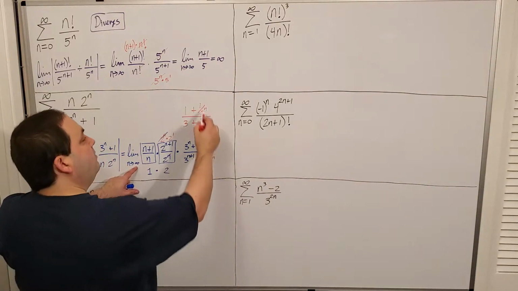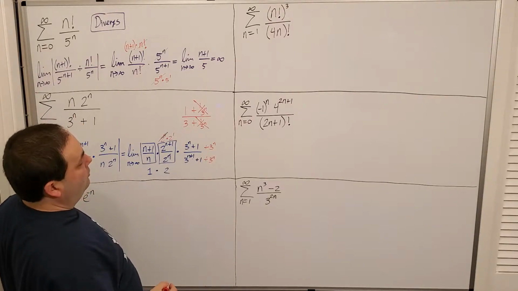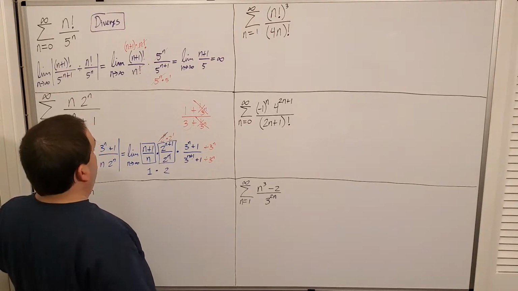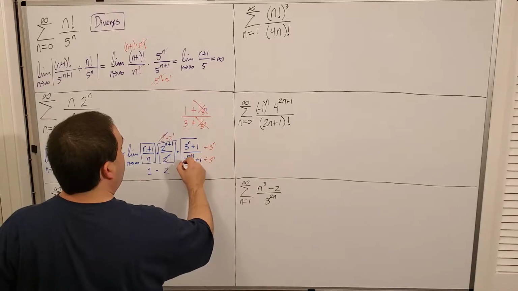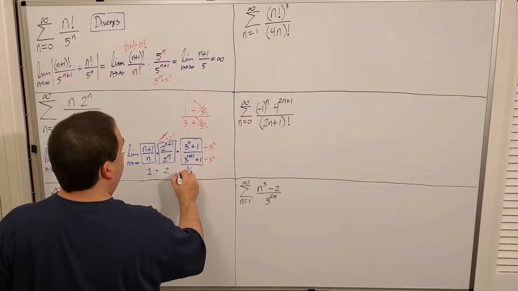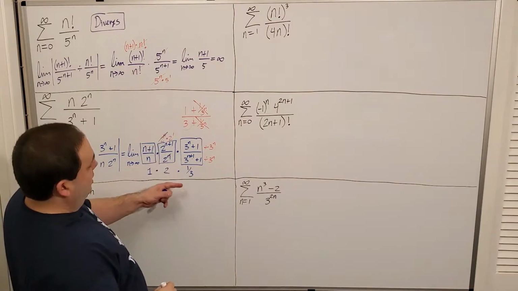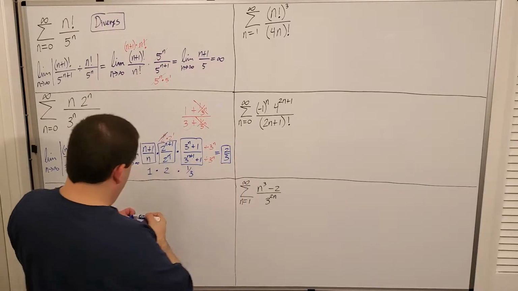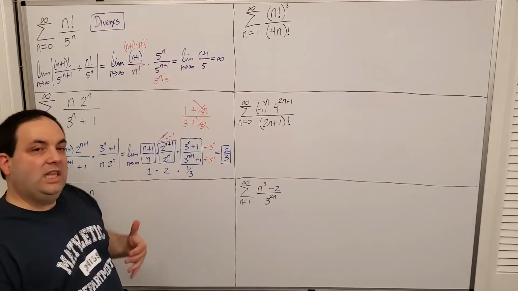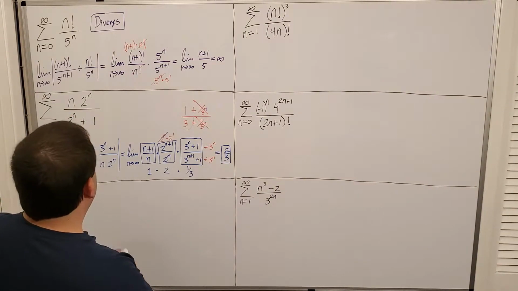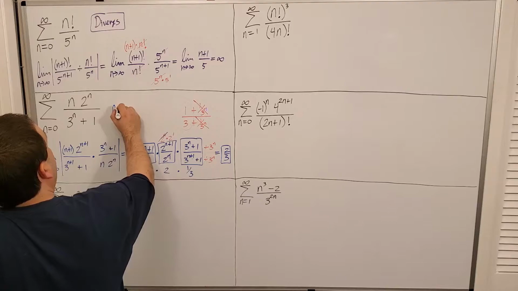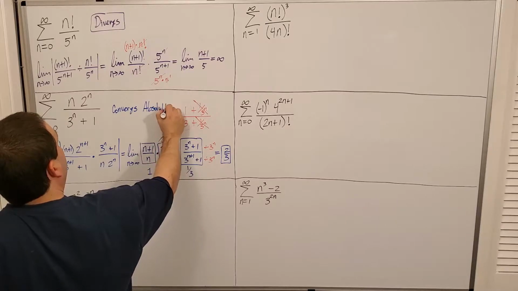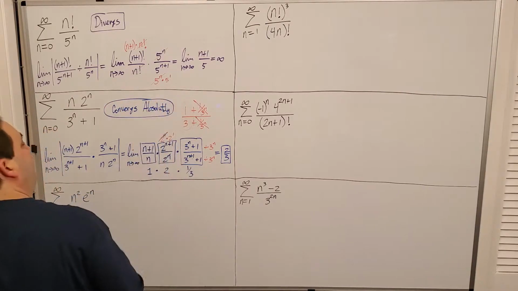N is going to infinity. So these pieces are going to go to 0. And I'm left with the 1/3 there. Okay? So therefore, this piece of the limit right here gives me 1/3. So I have 1 times 2 times 1/3. The overall limit is 2/3. Since 2/3 is less than 1, then I say that this converges absolutely.